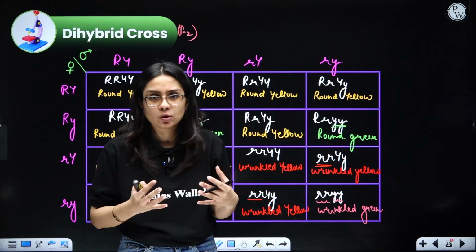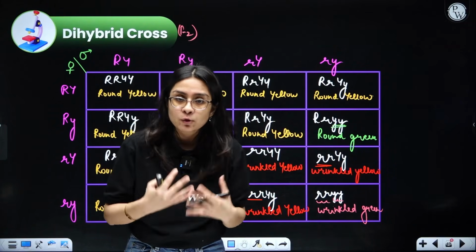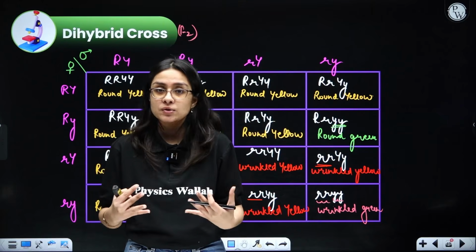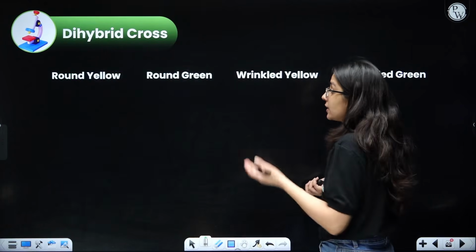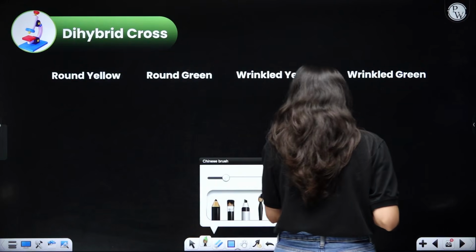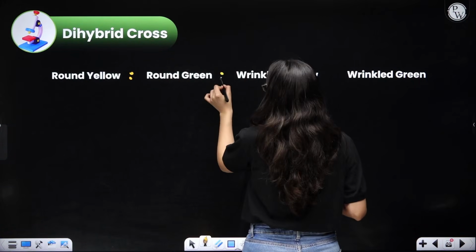In a dihybrid cross, the F1 generation was resembling the dominant parent. But in case of the F2 generation, there are new characters that are also seen. Apart from both the parents, there are new combinations also seen. So round and yellow was already present. Round and yellow, which was dominant, beta, it was already present. We have to actually write the round and yellow number.